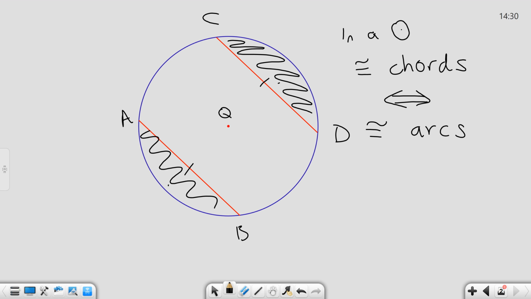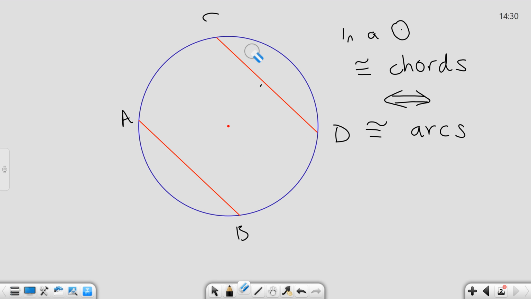Lucas, we're going to come back to your idea later on when we start talking about the area, because we'll be finding the area of these chunks of regions inside a circle, but for now we're just going to postpone that. Notice, two arrowheads means it's reversible. If the arcs are congruent, the chords are congruent. If the chords are congruent, the arcs are congruent. Okay, that's good.